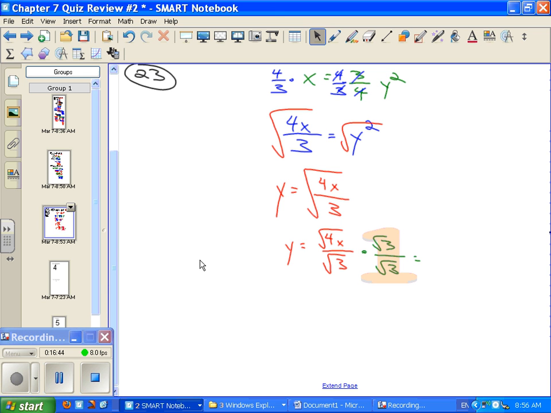Okay, so what am I going to get down in the bottom then? Square root of 3. Which is, okay, and then in the top, 12x. 12x. Good. But you don't have to, 4x over the square root of 3. Good. And I'm okay with this as an answer.